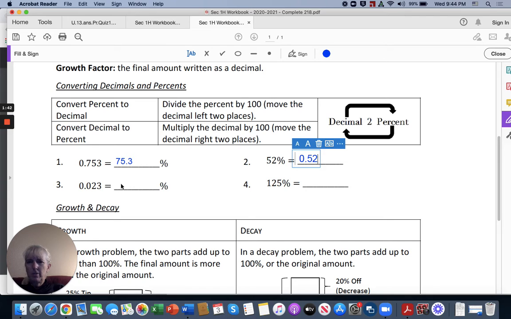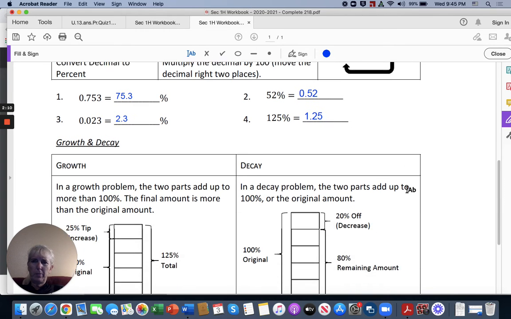So then 0.023 converted to a percent, we say that is going to be 2.3%. Don't think that it's 23%. It will be 2.3%. This one right here, it's 125%. We're going to convert that to decimal form. We move the decimal 2 places over. It's here at the end. So it's going to be 1.25. And there's an example for you to know how to convert decimal and percents.